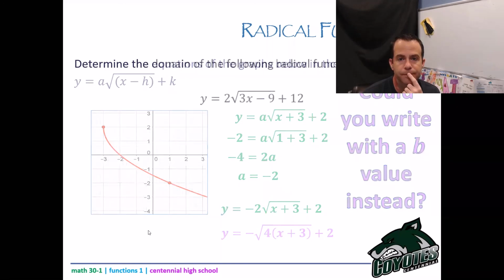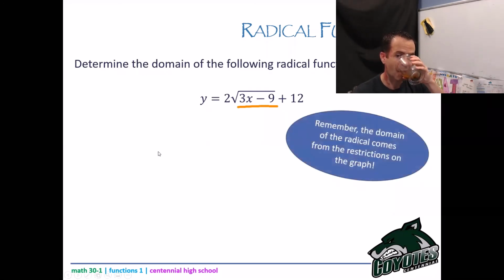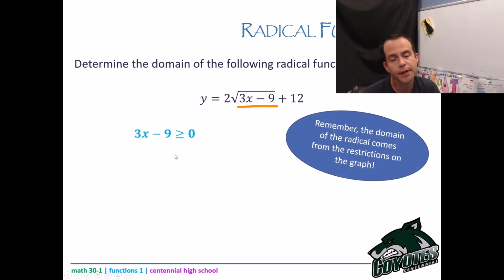Good. All right, determine the domain. If I'm determining the domain, we talked about the fact that the restrictions on the radical become the domain of the graph. So all we have to do is take a look at the radicand. We're going to set it greater than or equal to 0 and solve. Sorry, I said set it equal to 0. I meant greater than or equal to 0. So bring the 9 over, divide by 3, and we get x is greater than or equal to 3.